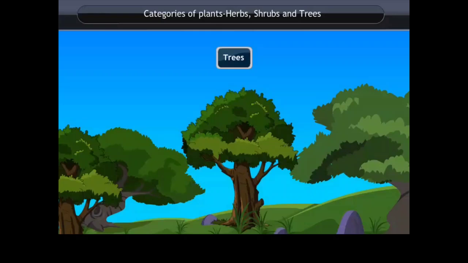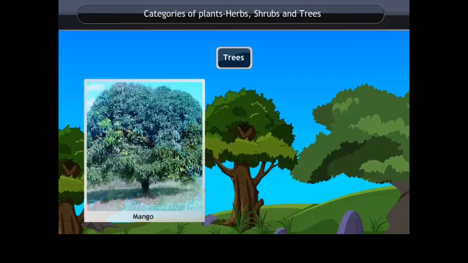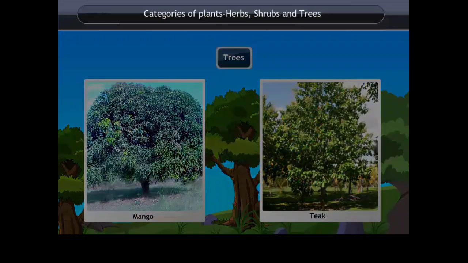Trees have characteristics of being tall in size. They have hard and thick brown stem and the stem branching is much above the ground in the upper part. For example, mango and teak.